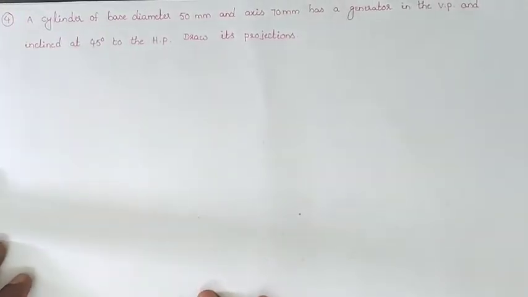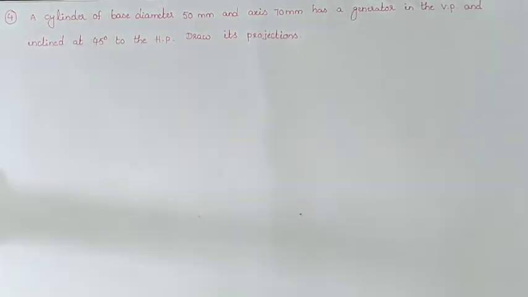A cylinder of base diameter 50 mm and axis 70 mm has a generator in the VP and inclined at an angle of 45 degrees to the HP. So this is an example for a cylinder problem. Suppose I am taking, so this one is the cylinder.